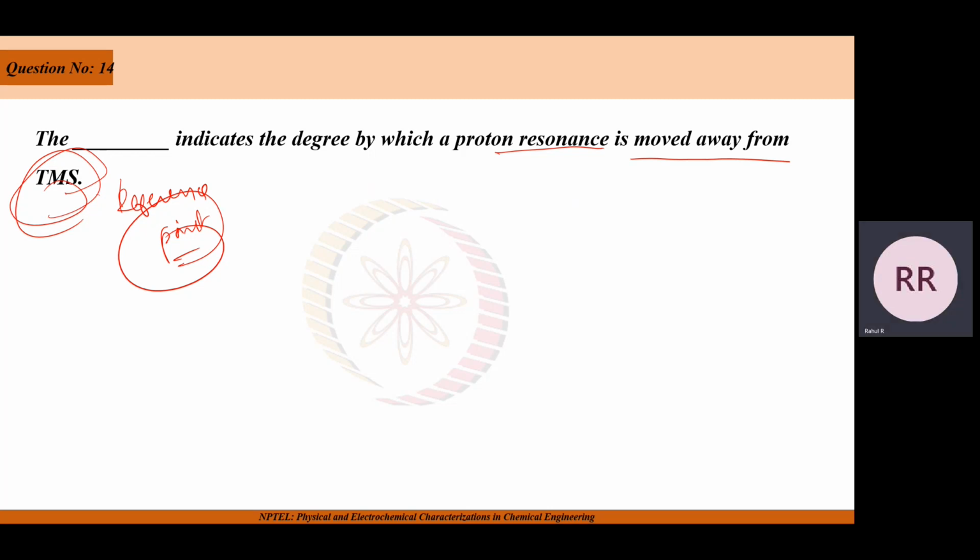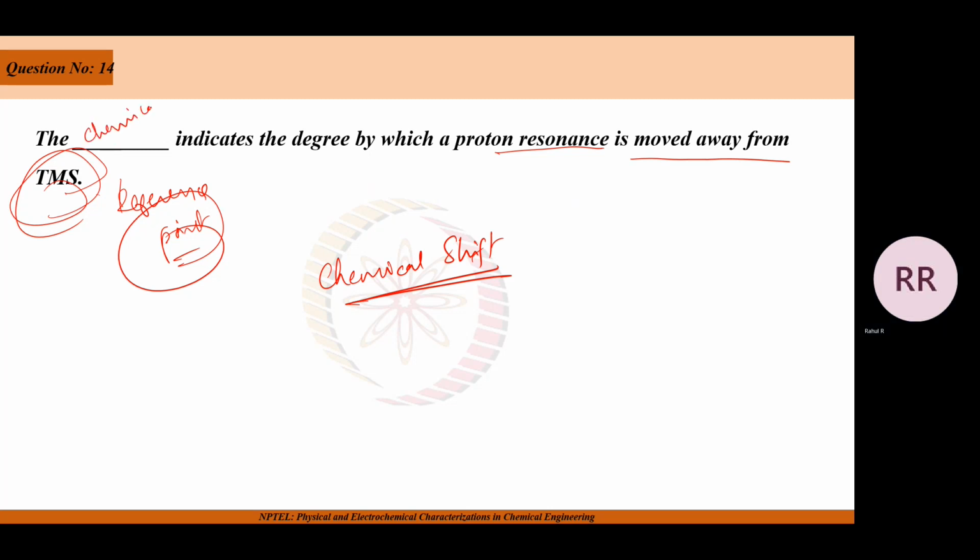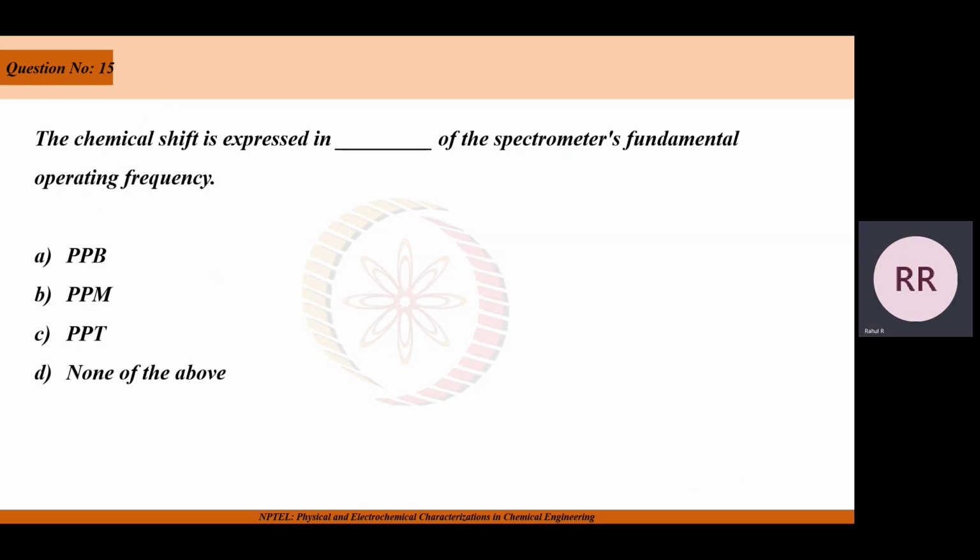Okay, I think you guys got enough time to think about the answer. The answer to this question is nothing but chemical shift. This we have already discussed. The answer is chemical shift.